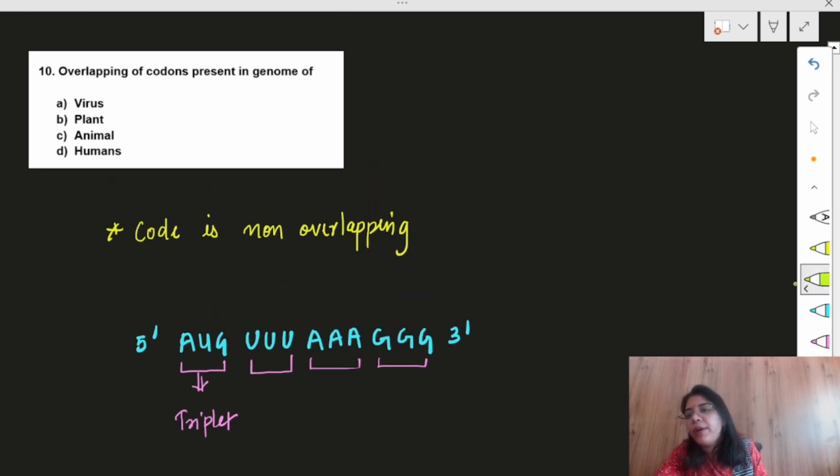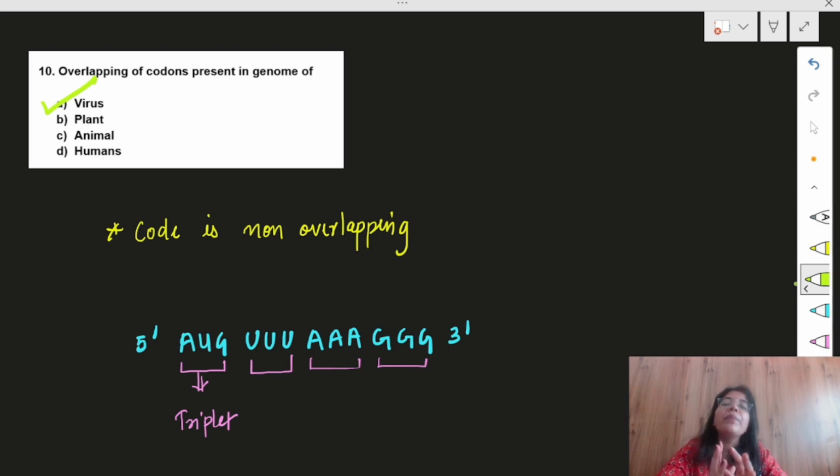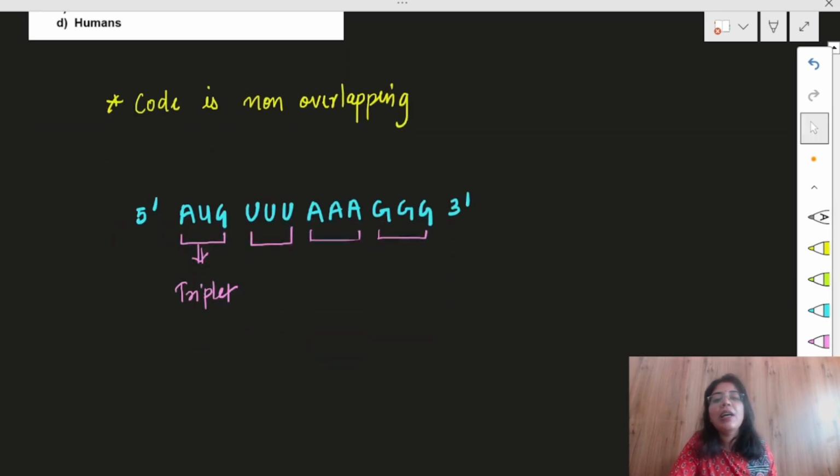But this is not followed by viruses. Viruses are an exception to this. Plants, animals, humans, any other living organism follows this. In our case, the ribosome will be reading the code in a non-overlapping manner: three, then next three, then next three. But overlapping is possible in viruses. That's why viruses are very dangerous.